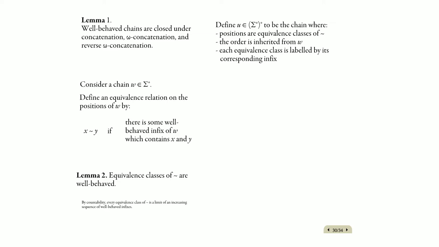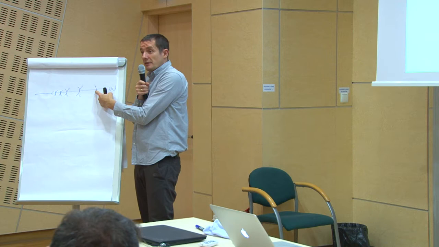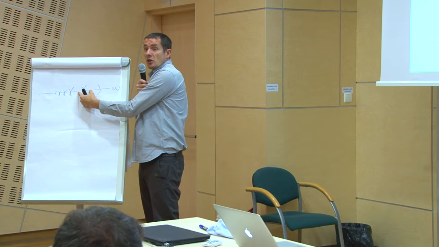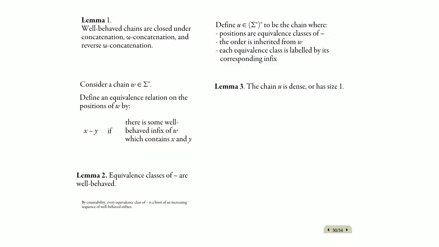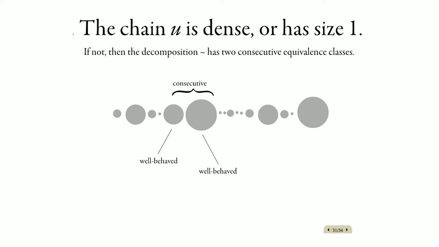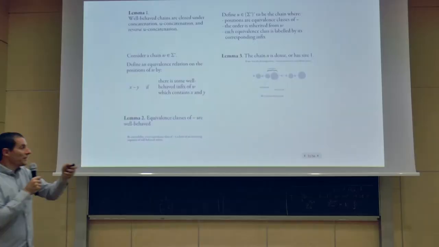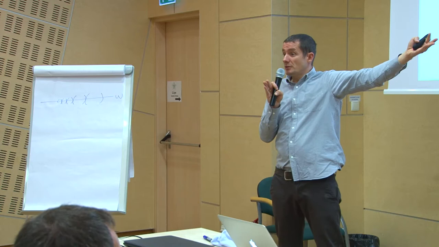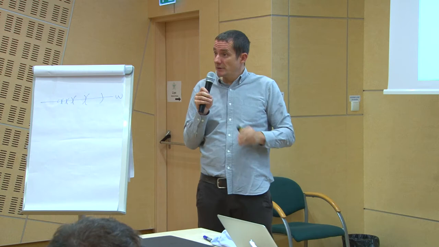And the main observation is that this picture is wrong. It's going to be dense. So you cannot have two consecutive equivalence classes. And the reason is just because, you remember, well-behaved chains are closed under concatenation. So you cannot have two consecutive things. So yeah, it has to be dense. If you had two consecutive, you could join them. And therefore, every two equivalence classes are separated by a third one. Or there's just one element. Yes. If it has size one, then the entire original chain was well-behaved. Otherwise, it's a dense product of well-behaved chains. Not a shuffle, because they're very irregular, but it's a dense product of well-behaved chains.